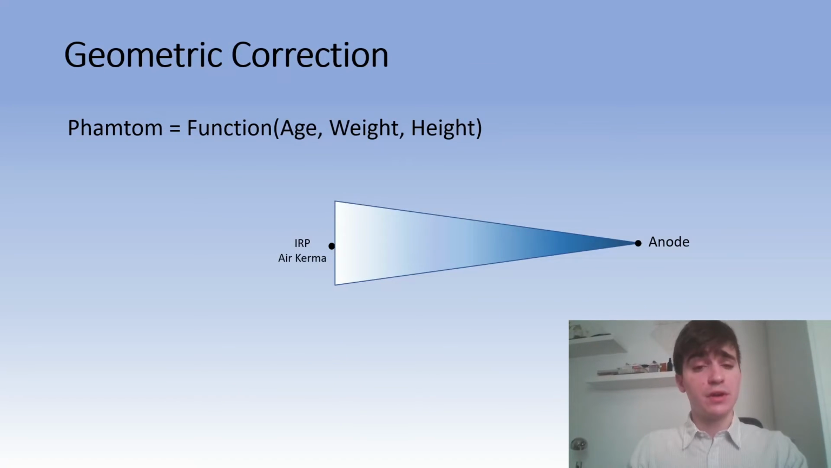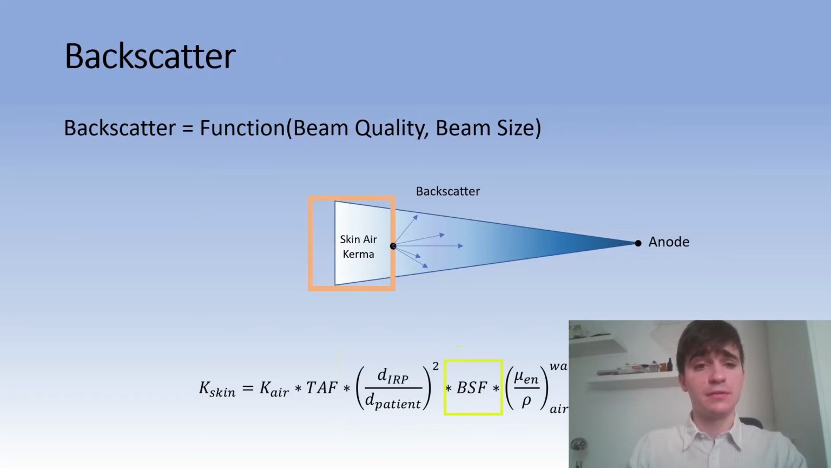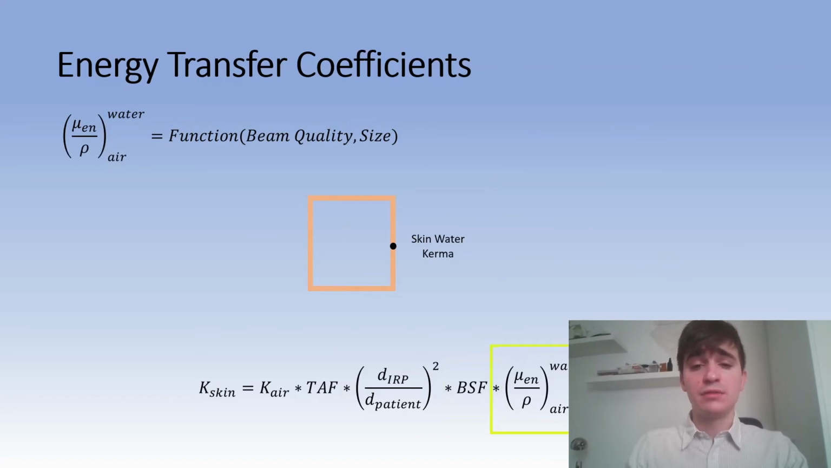Then it will take into account the geometric difference between the interventional reference point and the skin of the patient. Next up, it will take into account the backscattered fraction, which depends on beam quality and beam size. Last, it will transform air kerma into water kerma through the quotient of energy transfer coefficients.